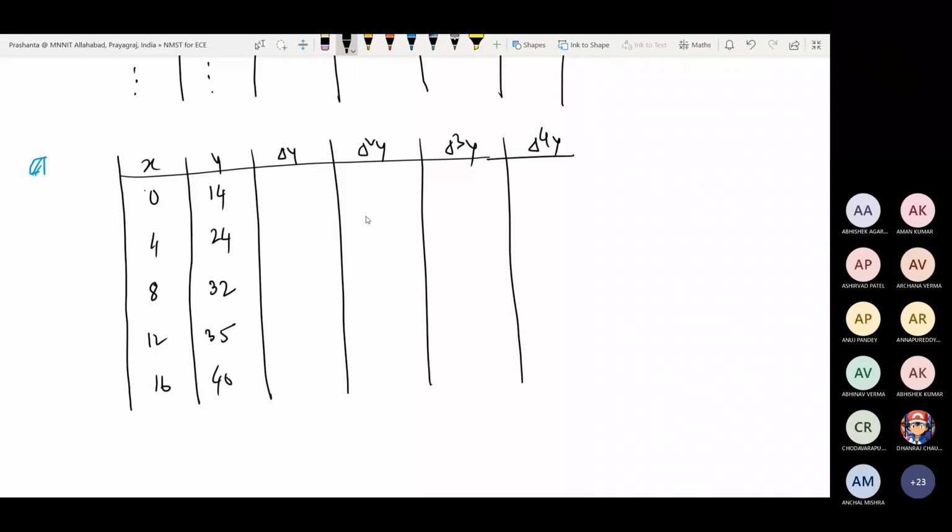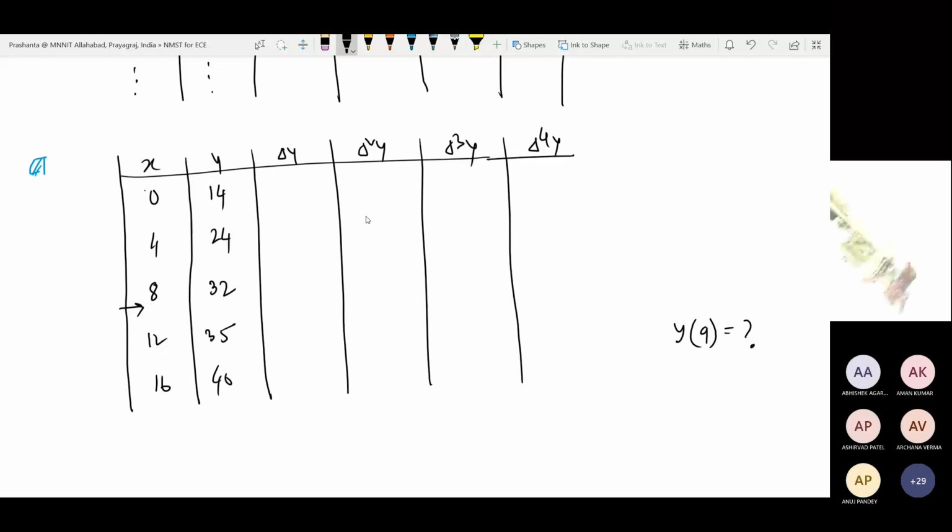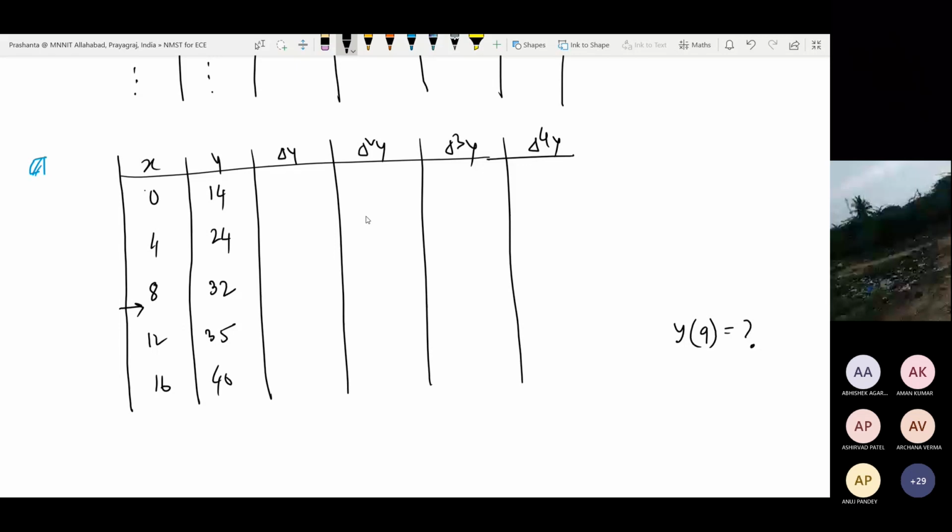Now, what is the question here? You have to find out the output at x equals 9. What is y of 9? So 9 belongs to the interval from 8 to 12. This 9 is close to the middle of the table. Now you will decide which one is the center, 8 or 12. It is not like the center is the middle of the data. You will decide which one is the center. Either it will be 8 or it will be 12.